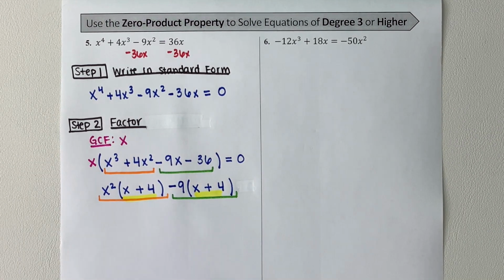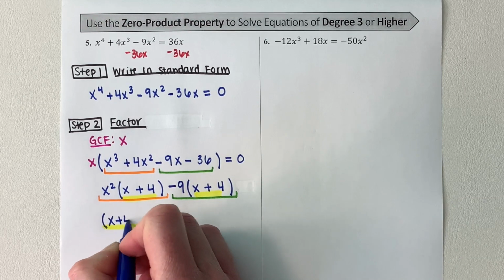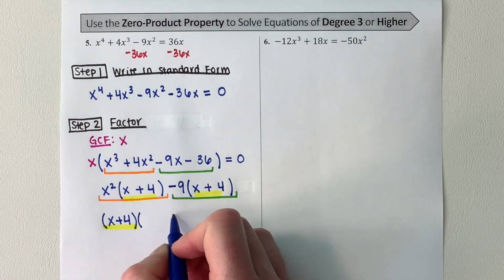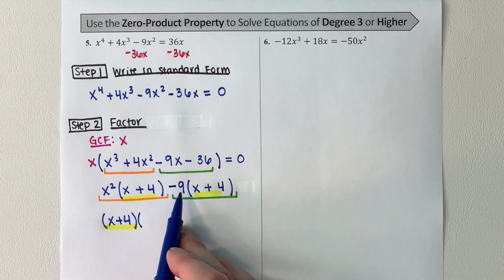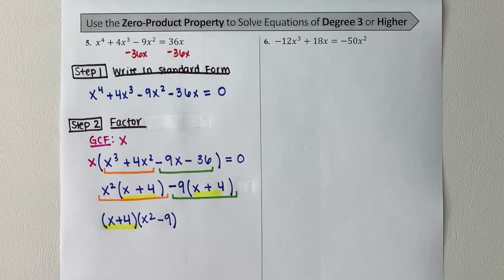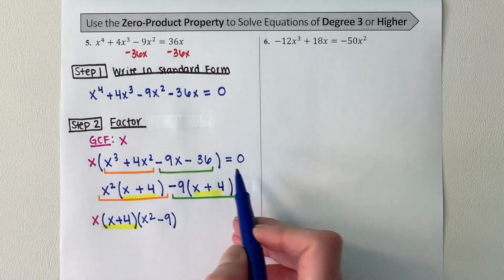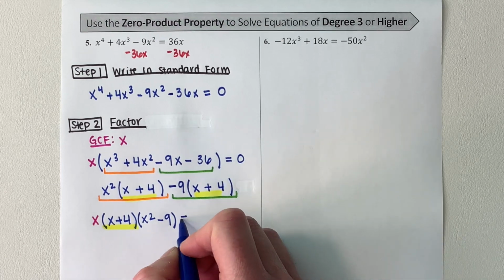Now, to write this in factored form, let's start by writing this matching factor once here, and then in the next factor, we'll insert these outliers. So we'll write x squared and minus 9. Now we're forgetting 2 things. 1, we need to make sure to bring down the greatest common factor, and then we need to make sure to include the equals 0.